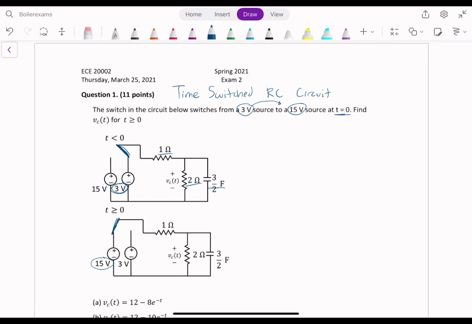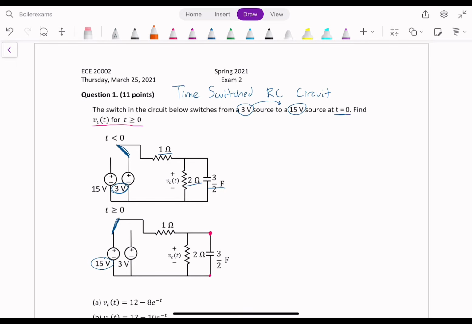And so the question is asking us to find V sub c of t for times t greater than or equal to 0, which of course is just the voltage across this capacitor as a function of time after the switch has occurred at time t is equal to 0. So in order to get that answer, we are going to apply the capacitor voltage equation for an RC circuit after the switch has occurred.